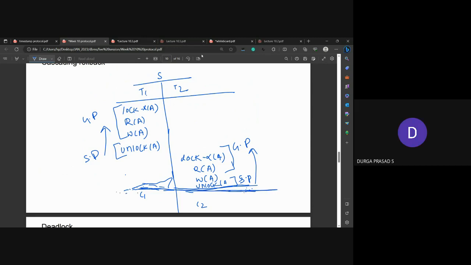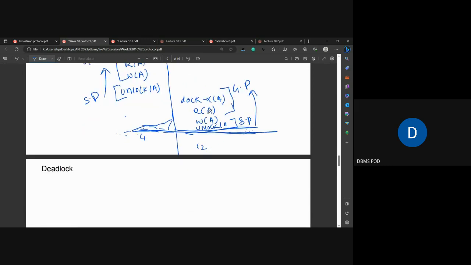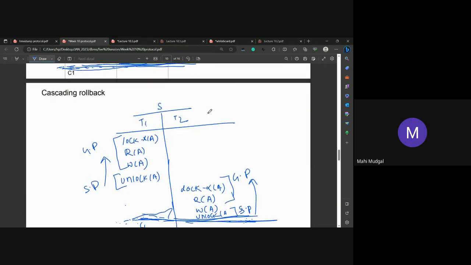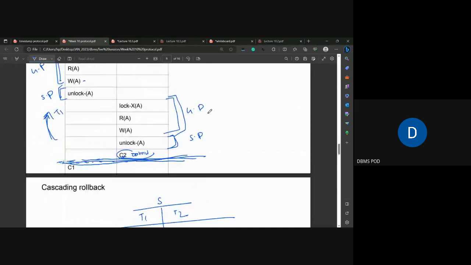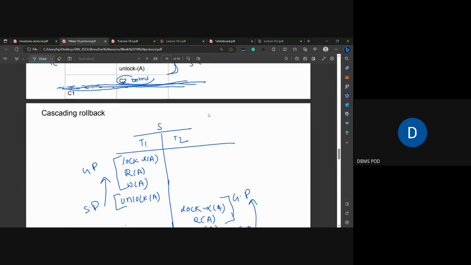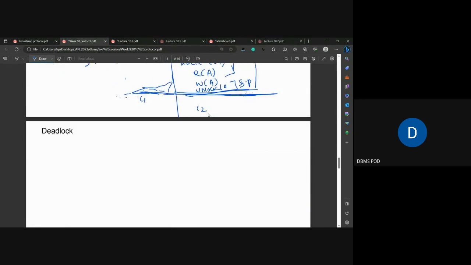So then we have to roll back all the transactions. Now let's see. The difference between this and the previous one is that we didn't commit this time. Here we have committed. You can see that we have committed C1 first, and after that we have committed C2, right?